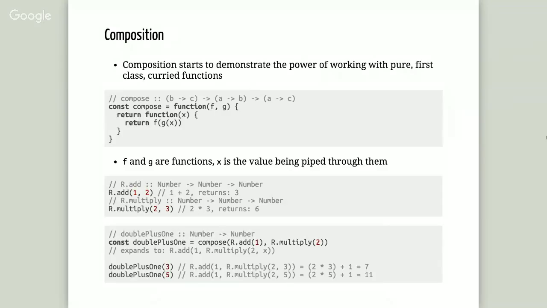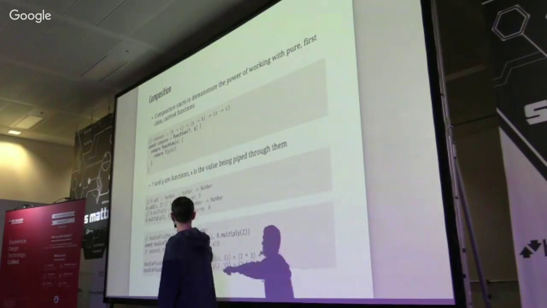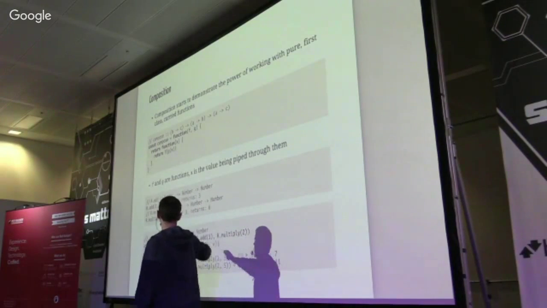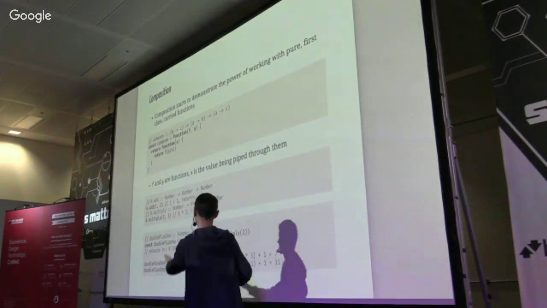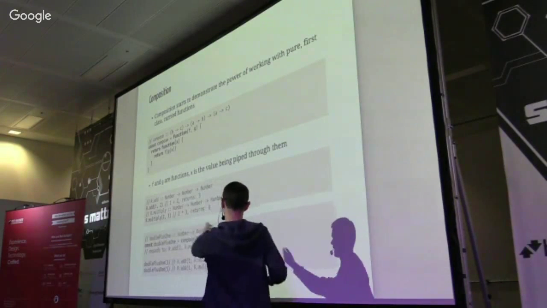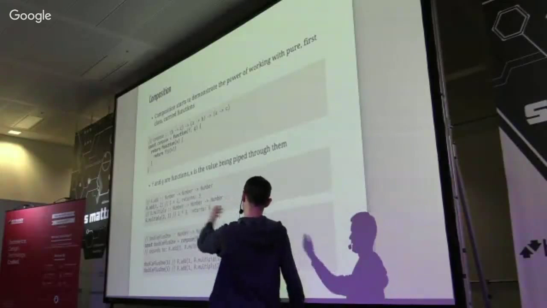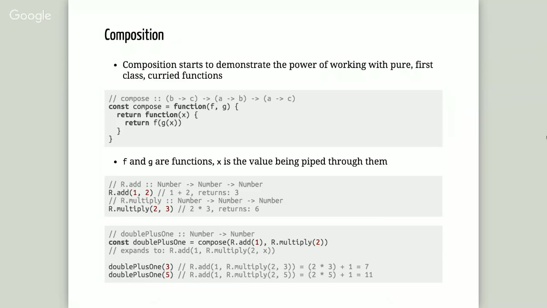So I can create a function here called doublePlus1, which is going to double the number and add 1 to it, just by calling compose. In this case, g is R.multiply(2), and f is R.add(1). So we end up with the equivalent of calling multiply 2 and then add 1. You can see here that if I call that on 3, I get back a value of 7. If I call it on 5, I get back a value of 11. You can think of a value being piped through this from right to left.